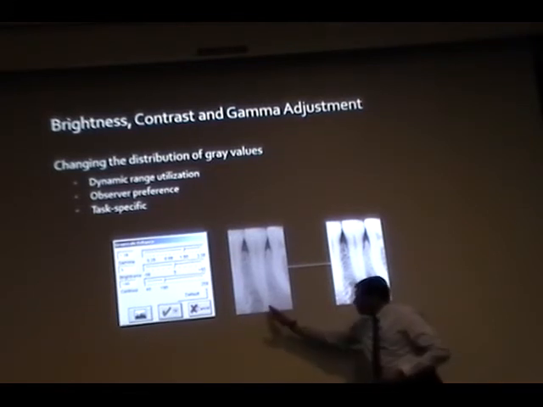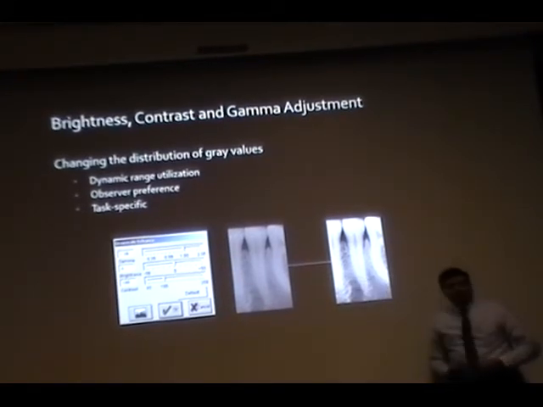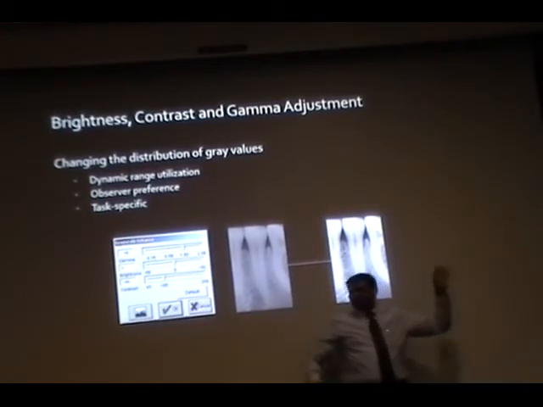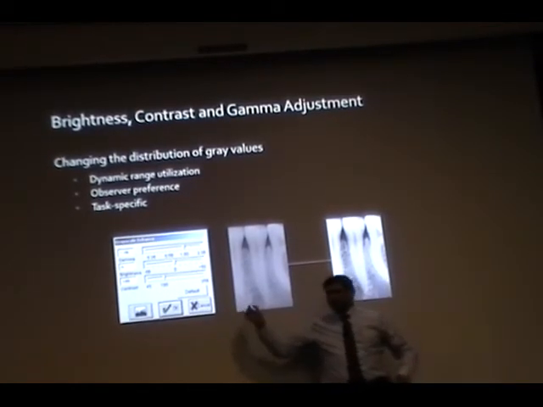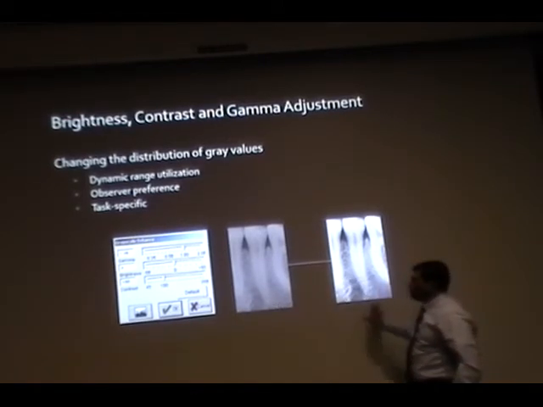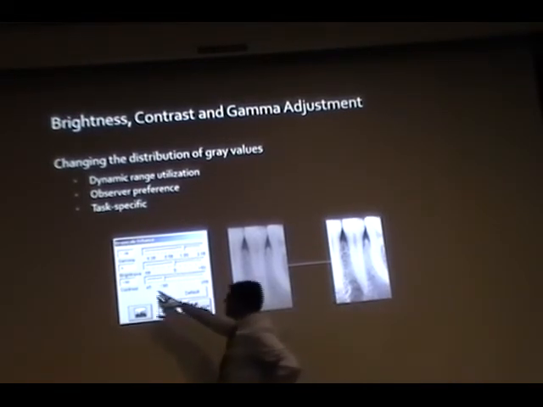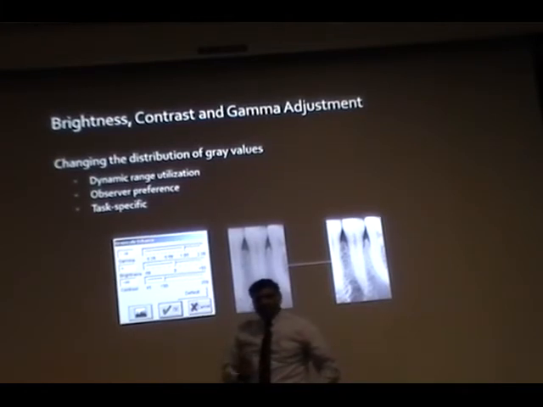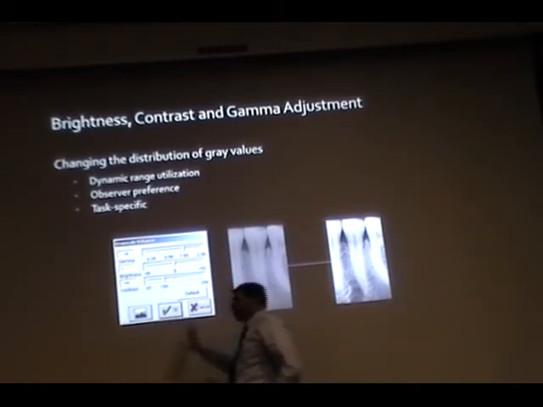So what is the difference between this and this? This is better, right, compared to this one. So this is after you acquire an image, you can change it. There are a few things like gamma, brightness, contrast, which you can change depending on the software that you have. This is called post-processing.